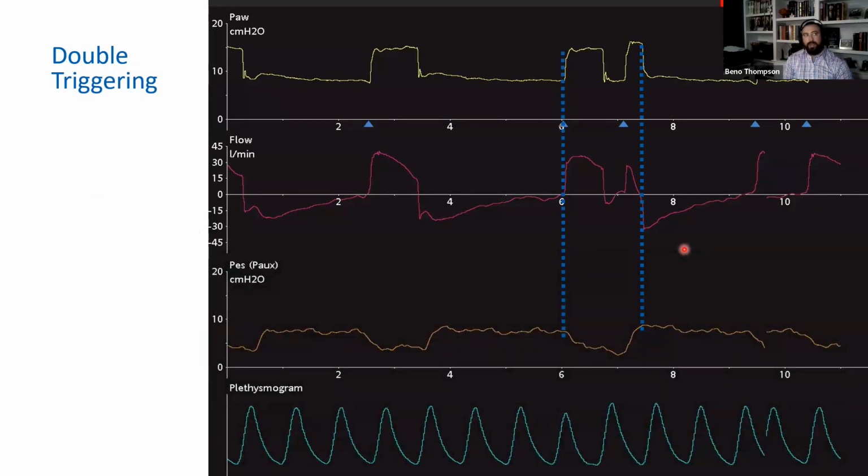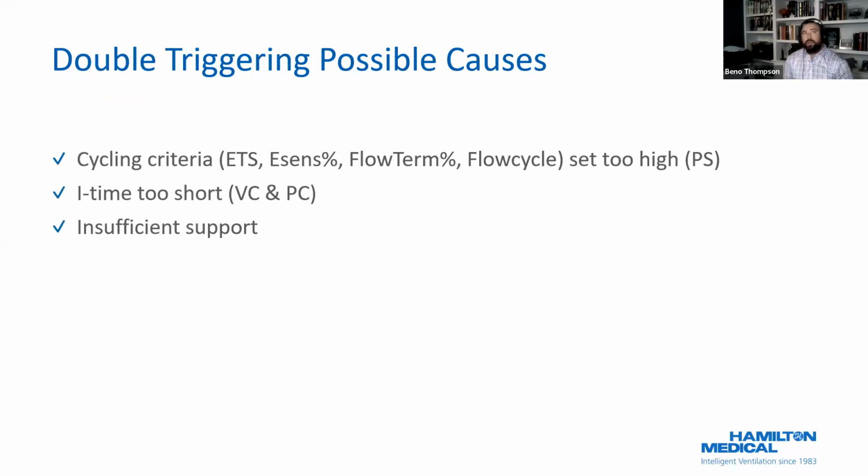Right? And if we bring it up with pleural pressure, we'll see that their effort starts right here. They're able to trigger the ventilator fine, right? There's no delayed trigger, there's no mistrigger. They're able to trigger, but then the ventilator cycles into exhalation while they're almost at the peak of their effort. And that's why you get that immediate second trigger. So, causes in pressure support ventilation, it's your cycling criteria. Now, every ventilator company calls this something different.